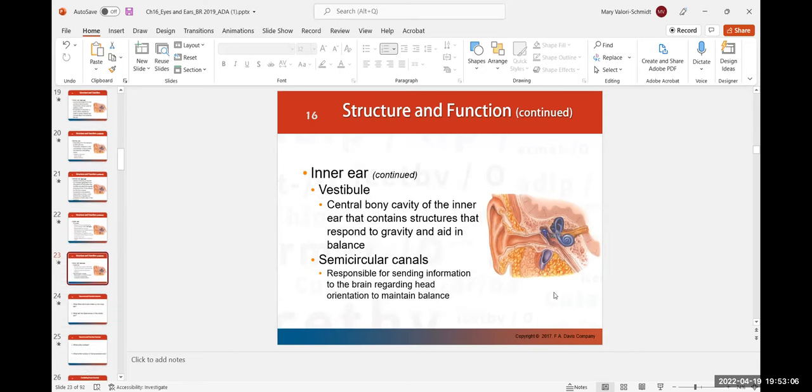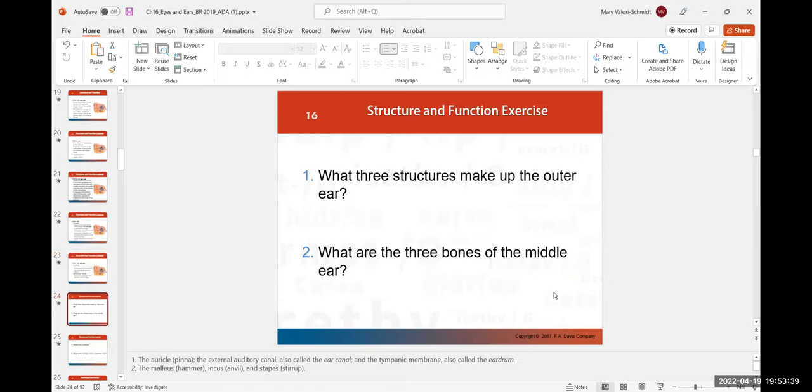And then also inside the inner ear, you have the vestibule, which is kind of like a little cavity that contains all the structures that help us respond to gravity and balance. And inside that are the semicircular canals. They're filled with fluid, and they send information about balance also. So if you've ever had a case of vertigo, gotten dizzy, or if you've ever gone on a roller coaster or any kind of crazy ride, what it does is it shakes all that fluid up and it actually throws your balance off. So when you get off, you're kind of off kilter for a minute.